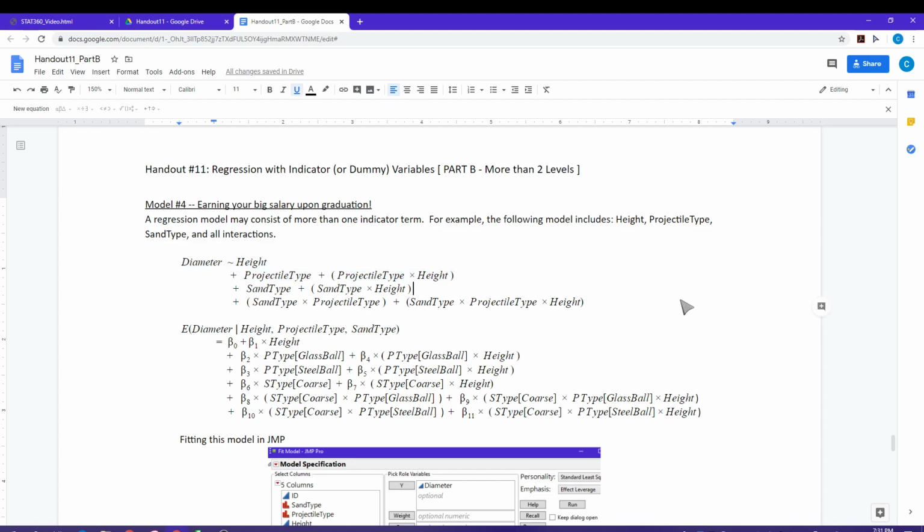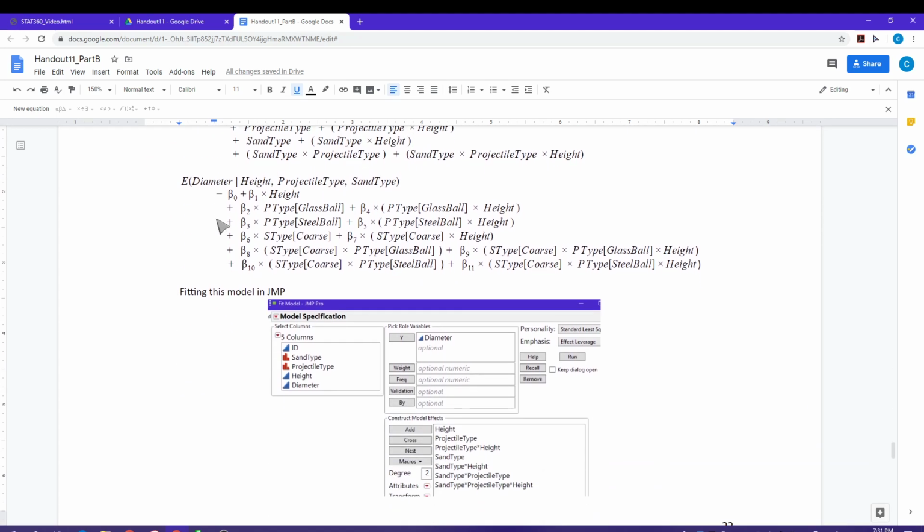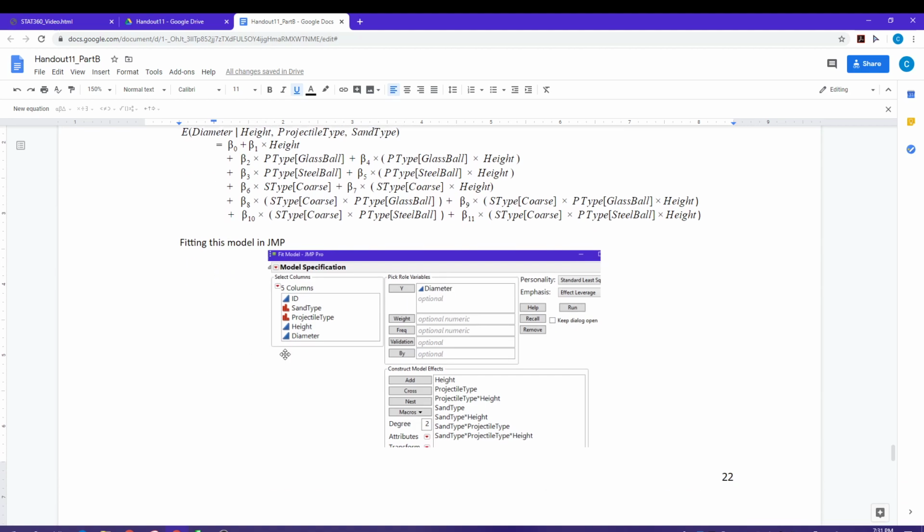Now this model is going to get quite large and in fact has 12 different parameters in it. Takes a little bit to kind of keep track of what's going on. How would I fit this model inside of JMP? I would just keep dumping more terms down here in the construct model effects box.